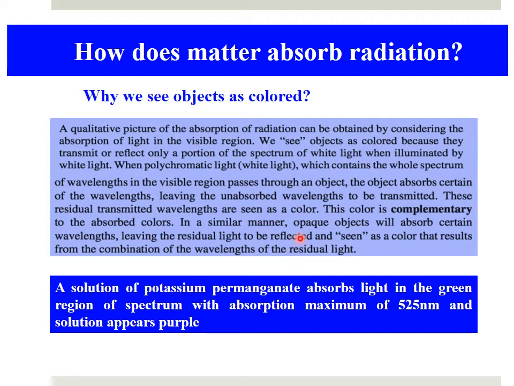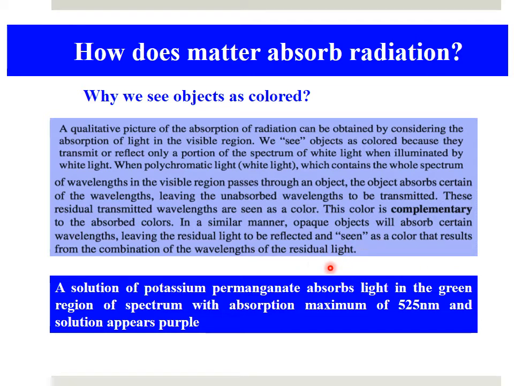In a similar manner, an opaque object will absorb certain wavelengths, leaving the residual light to be reflected. But in case of an opaque object, most of the light will be absorbed and only a limited portion will be transmitted. In case of black objects, all the light will be absorbed, and thus we see the color as black because no light will be emitted. So we will see only black as a color.